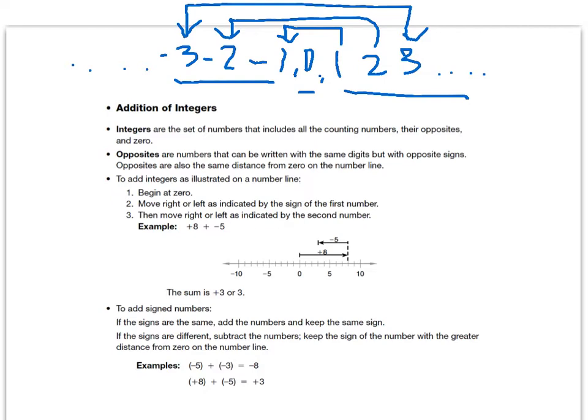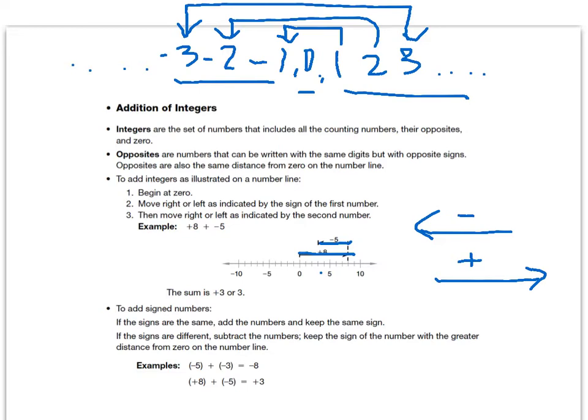So to add integers as illustrated on a number line, we always begin at 0, and we move left or right depending on the sign. Remember, negative is always left, and positive is always right. So we go in the order of the signs. So if we see positive 8 plus negative 5, we just go positive 8 and then back 5. And we end up at 3 down here. Okay? So the sum is positive 3 or 3.